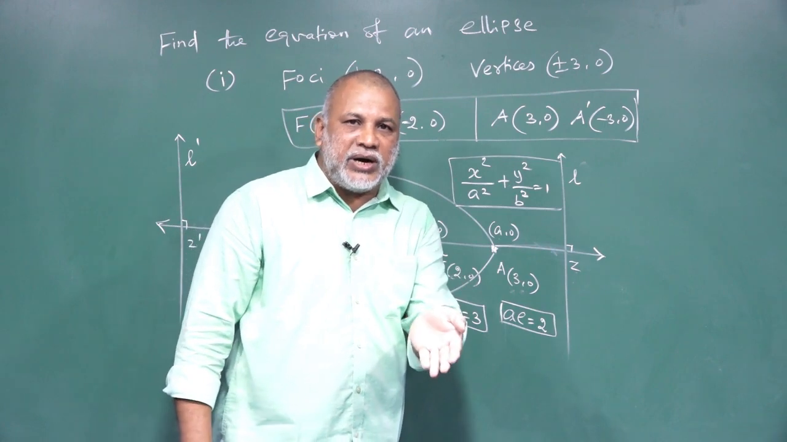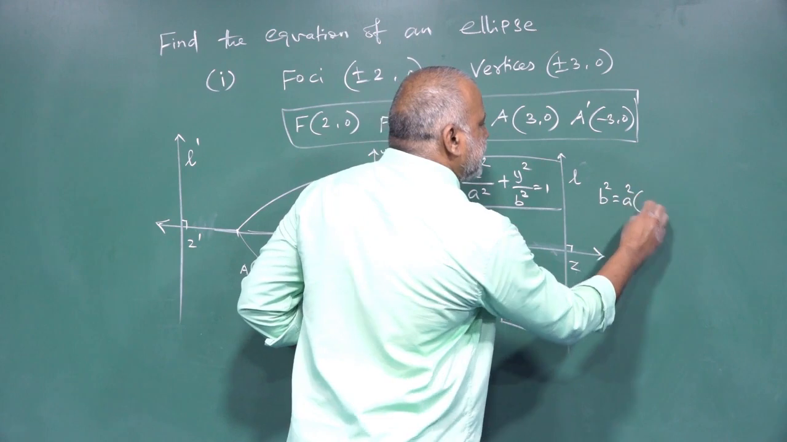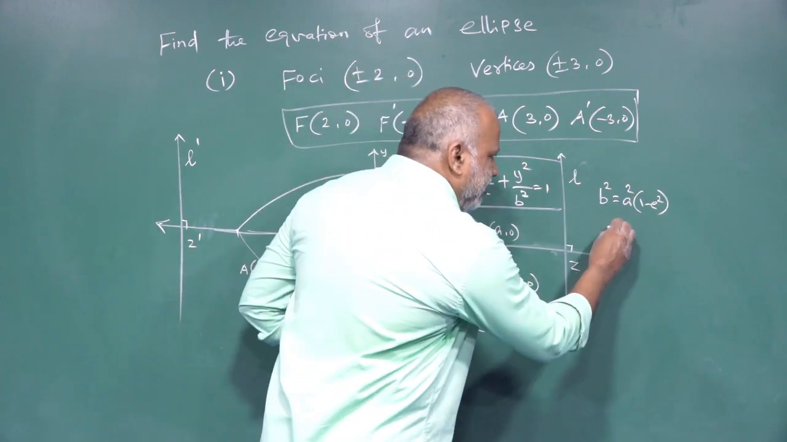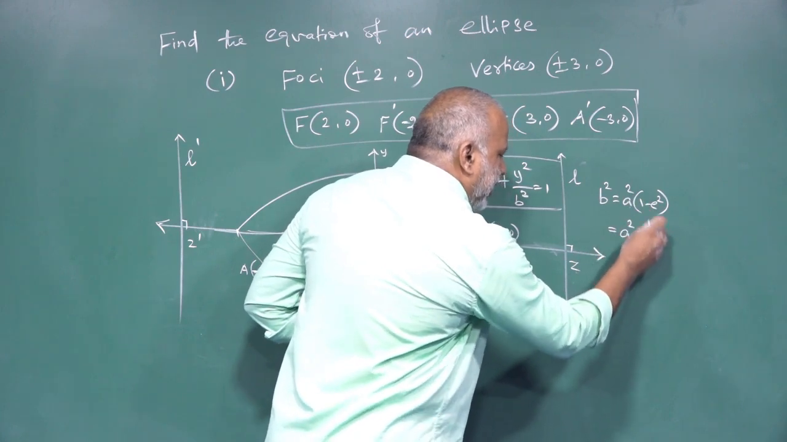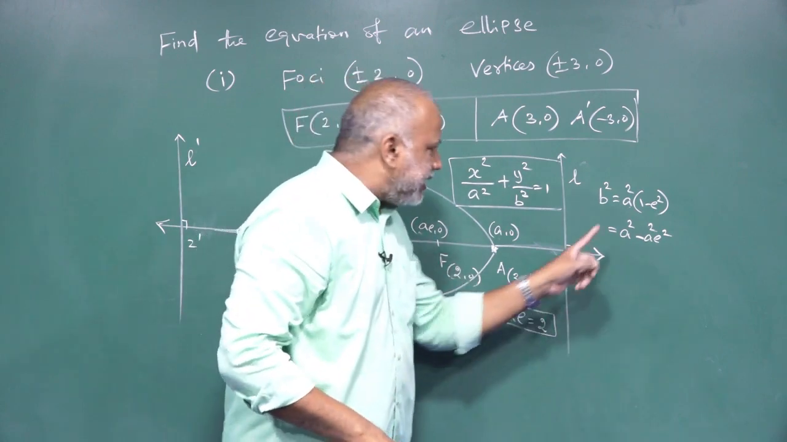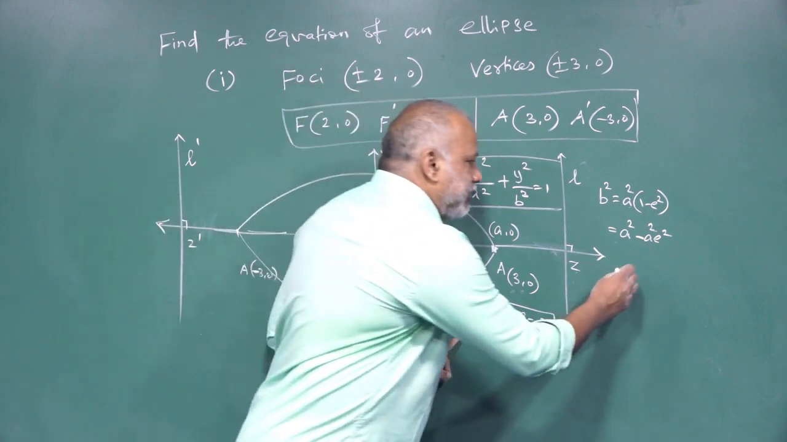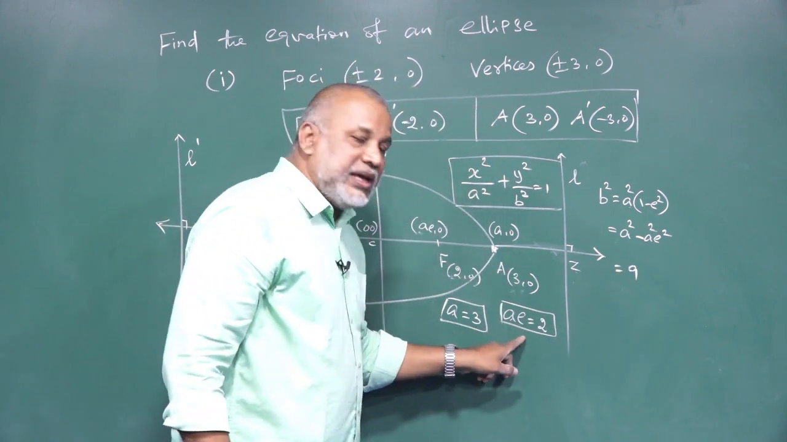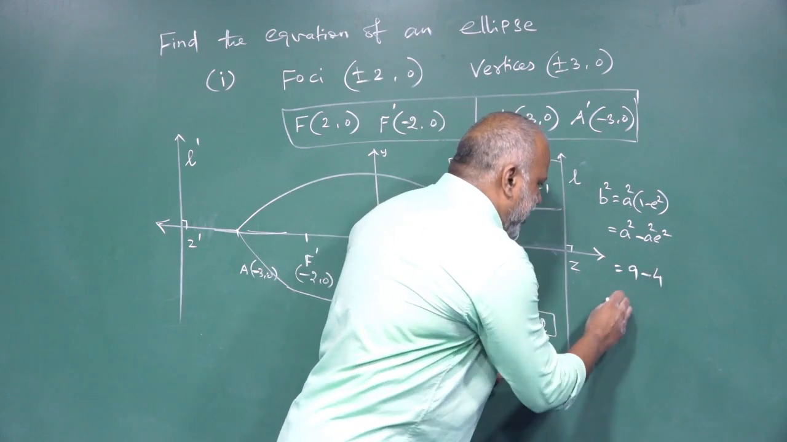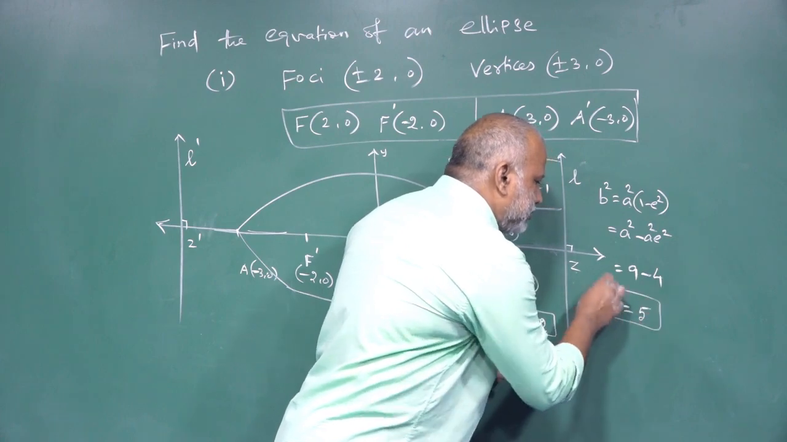Just now in the derivation part, I worked out the value of b squared. b squared equal to a squared into 1 minus e squared. Opening this bracket and multiplying inside, we get a squared minus a squared e squared. The value of a squared here is 3 squared, which becomes 9. Here ae is 2, and 2 squared becomes 4. Therefore, b squared equal to 9 minus 4, which is 5.